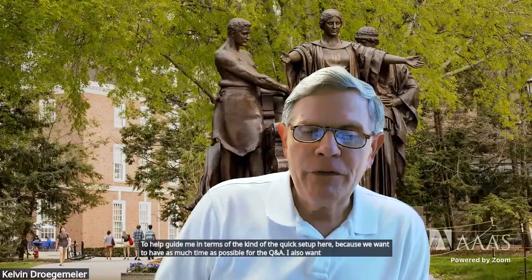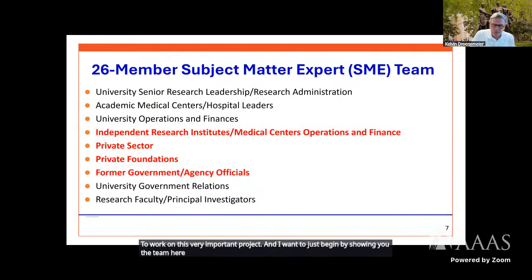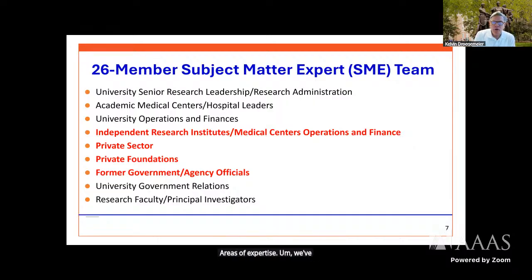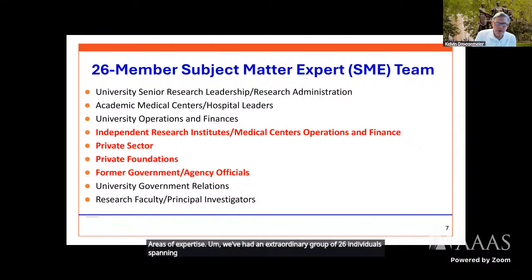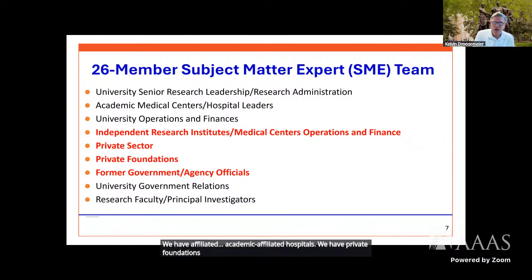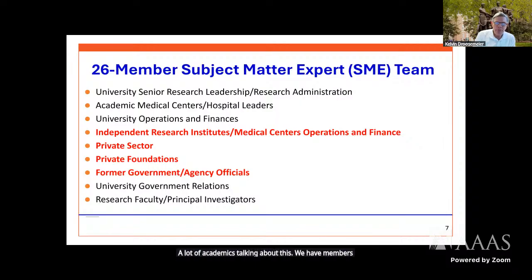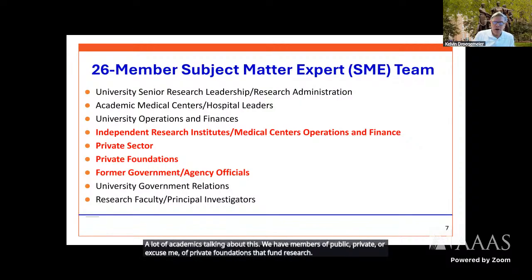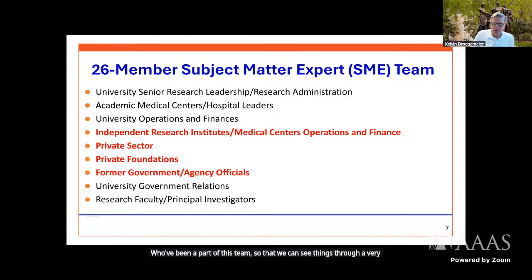I also want to thank the members of the subject matter expert team who are here today, taking yet more of their time as they have over the past 3+ months to work on this very important project. And I want to just begin by showing you the team here, the areas of expertise. We've had an extraordinary group of 26 individuals spanning all areas of research and institutions, academic institutions, HBCUs, PUIs, R1s, R2s, so on and so forth, but also independent research institutes and medical centers. We have academic affiliated hospitals. We have private foundations. This is not just a lot of academics talking about this. We have members of private foundations that fund research who've been a part of this team so that we can see things through a very different lens than what we typically do as academics.